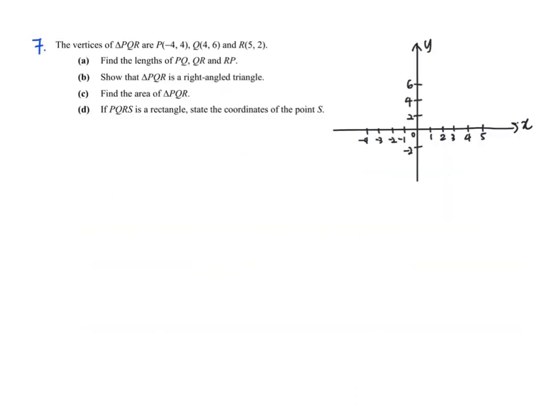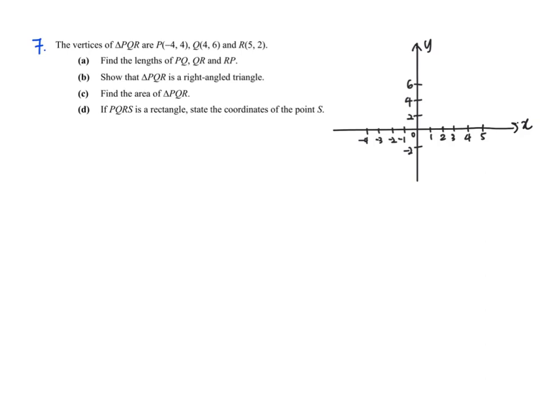Okay, next question, question number 7. The vertices of a triangle PQR are P (-4, 4), Q (4, 6), and R (5, 2). Now, in order to help you visualize this diagram better, I just roughly make a sketch over here.